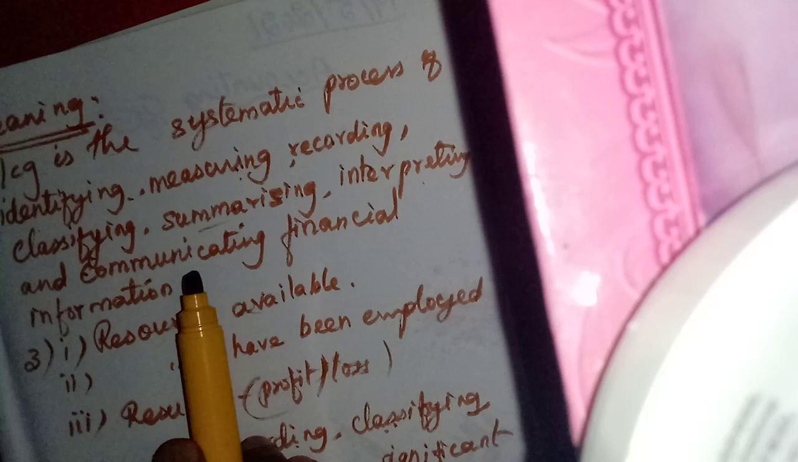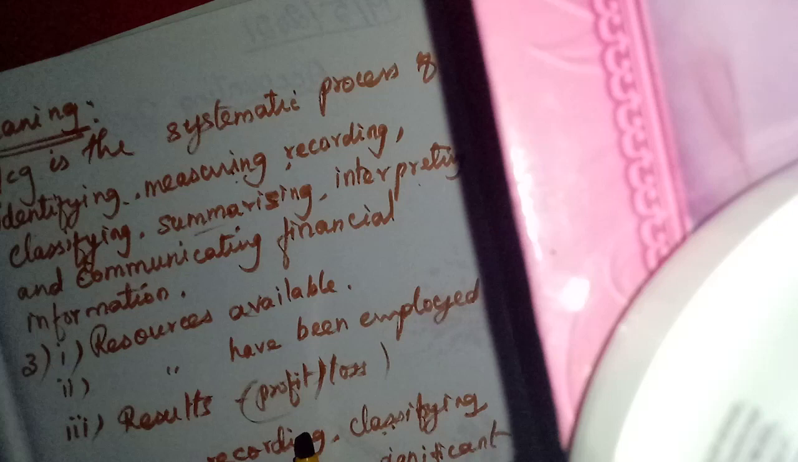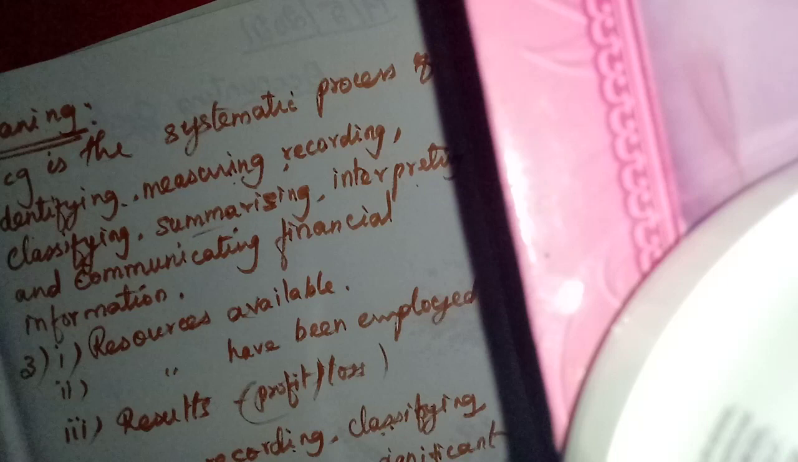So accounting is a systematic process. The meaning is given in the notes itself, and I will show it to you at the end of this class. From this we can analyze what accountants do. They calculate the resources available and how these resources are employed, whether they are performed well, because if performed well they will get a profit, or else it will be a loss. With that they will find out the result, either profit or loss.